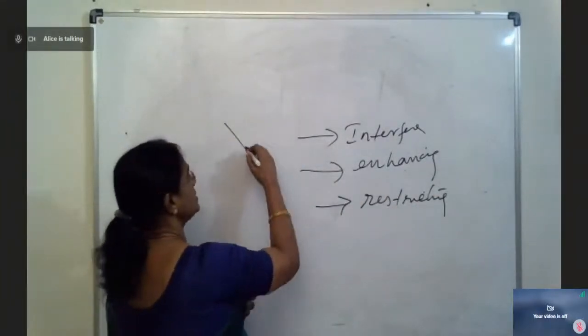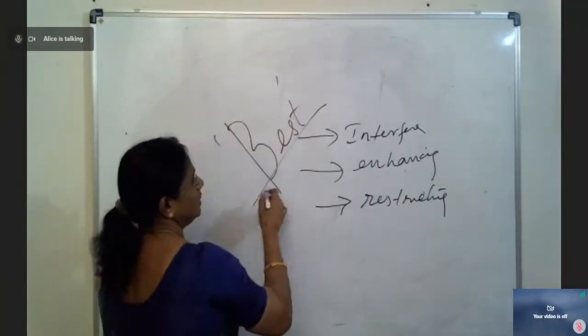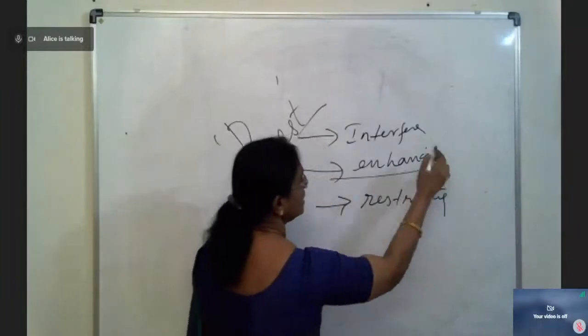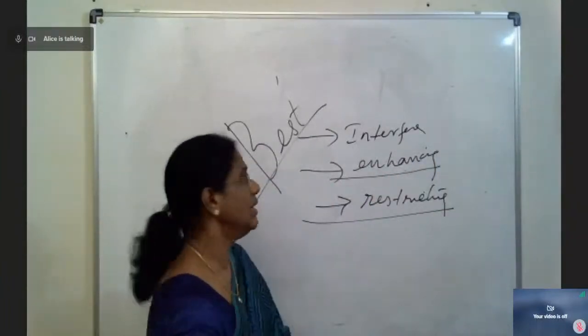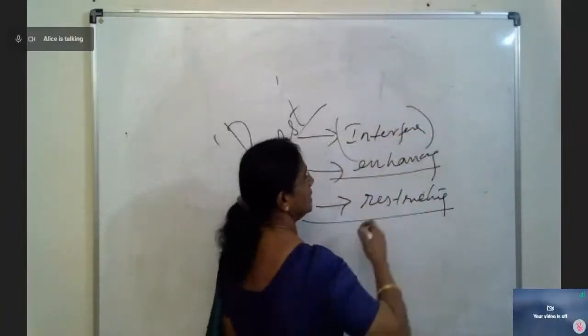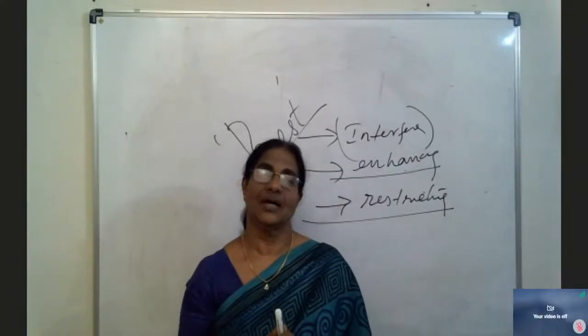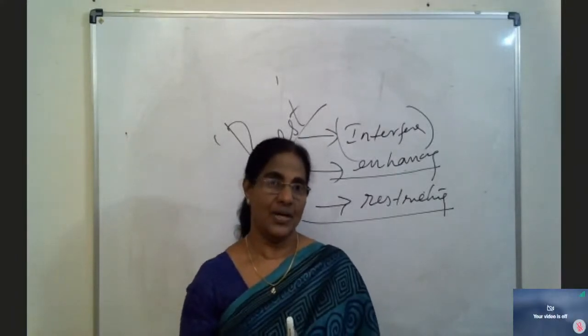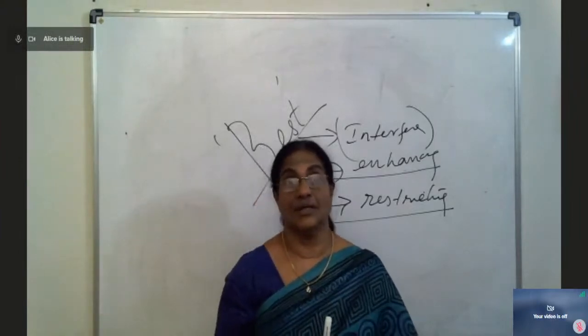Then what is the best? What is best to prevail? Not that it is enhanced artificially, not that it is restrained artificially. Any interference is a non-tariff measure. I hope you got it. Any interference in the market, in the trade.